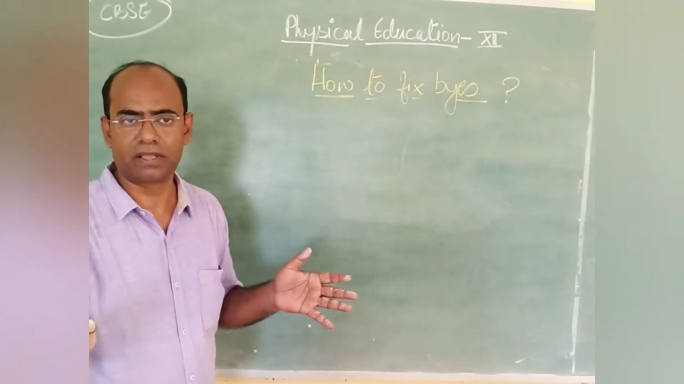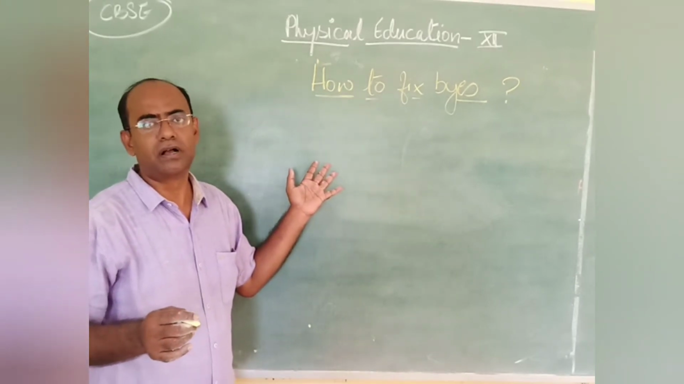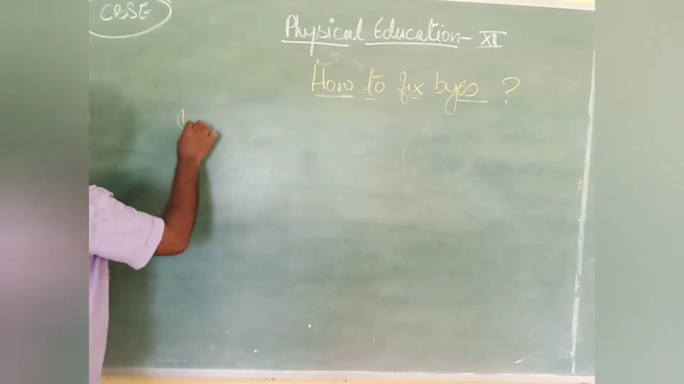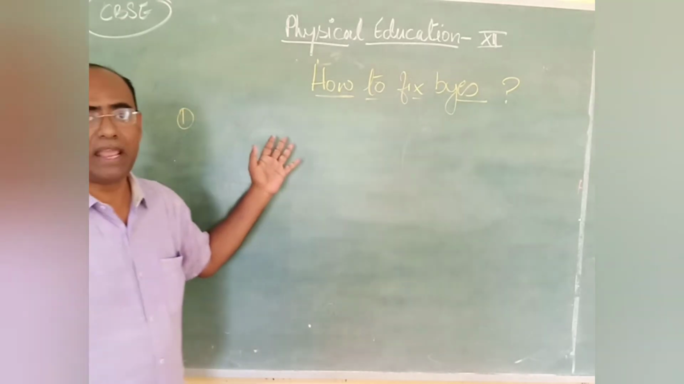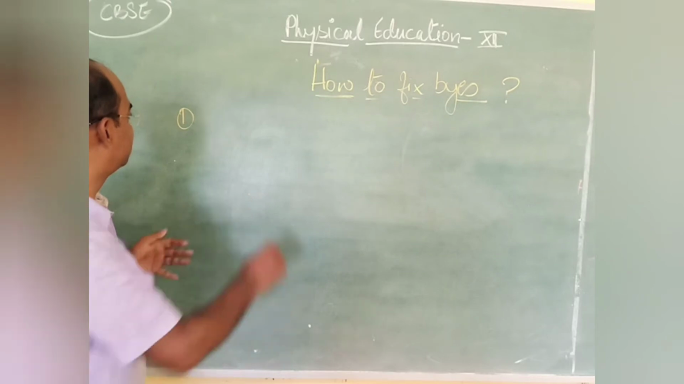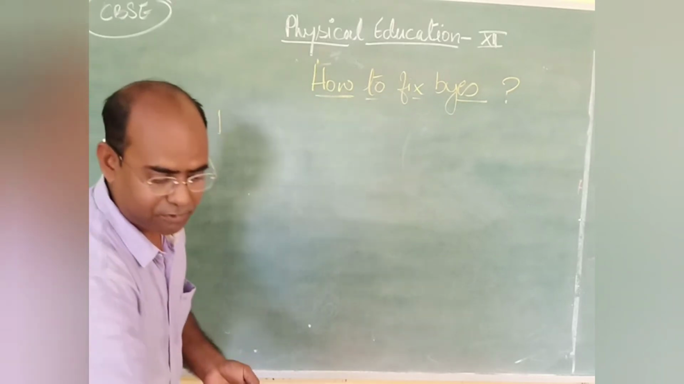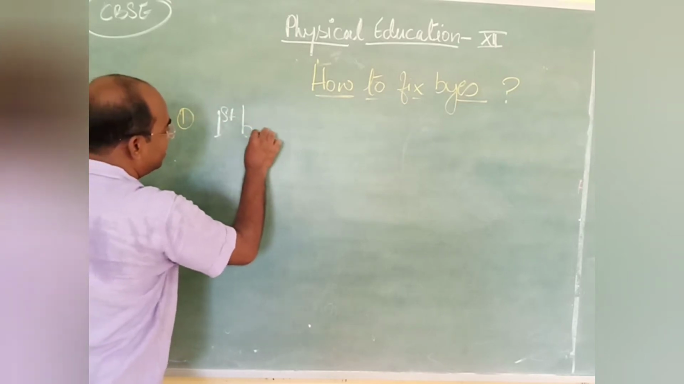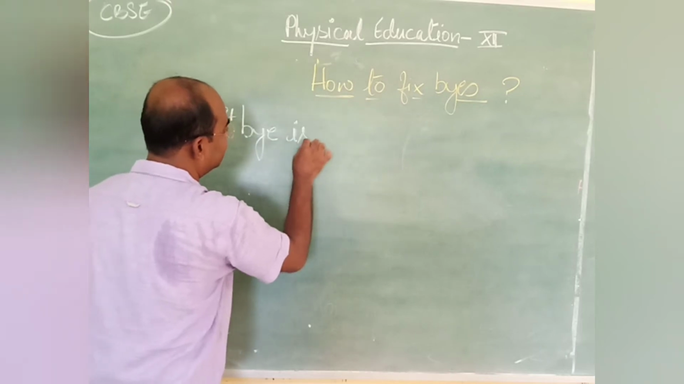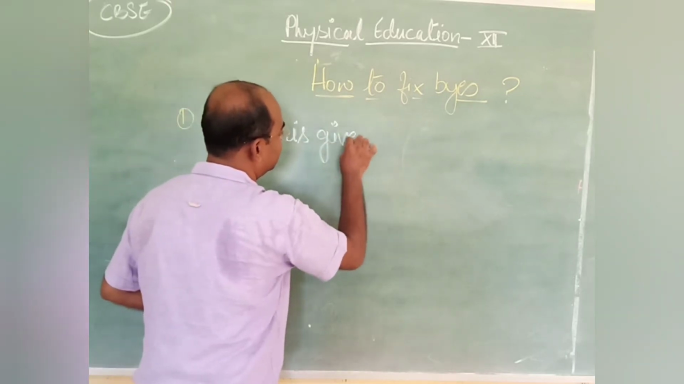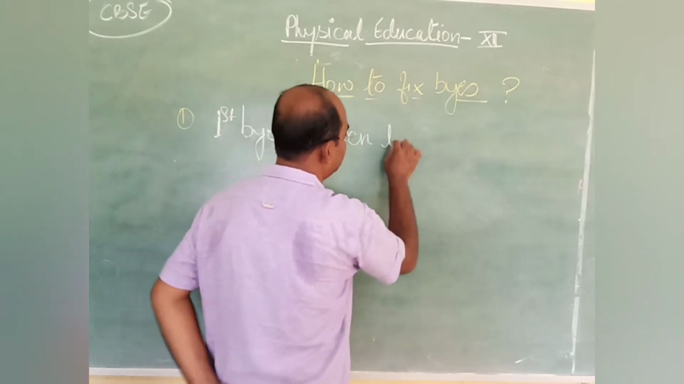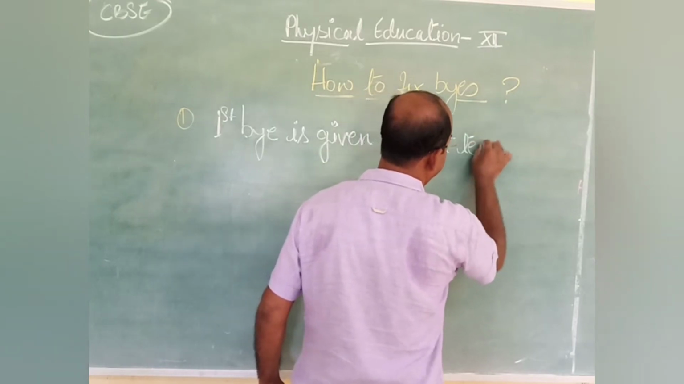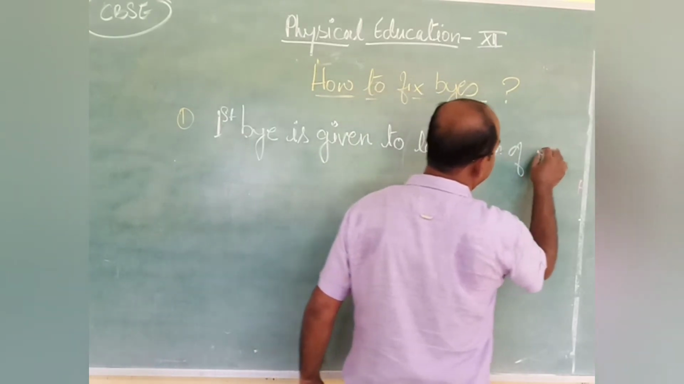This is very important. Okay, so through this video we'll come to know about this. There is a proper system. So number one, when you make the fixture, the first buy is given to the last team of second half.